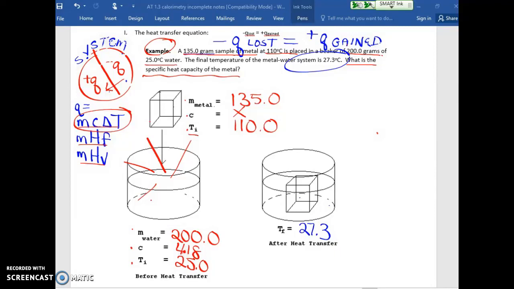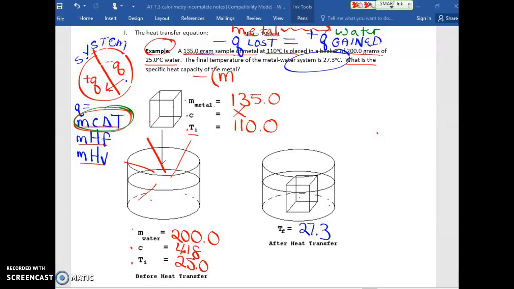I know that the metal cube is our heat loser. So let me actually write this. That's the metal. The metal is losing energy to the water. Since I know that the metal is changing its temperature from 110 down to 27.3, I'm going to substitute this equation in here. So it's negative Q loss. I'm going to include the negative, I'm just going to be super correct. I have a negative mcΔT.